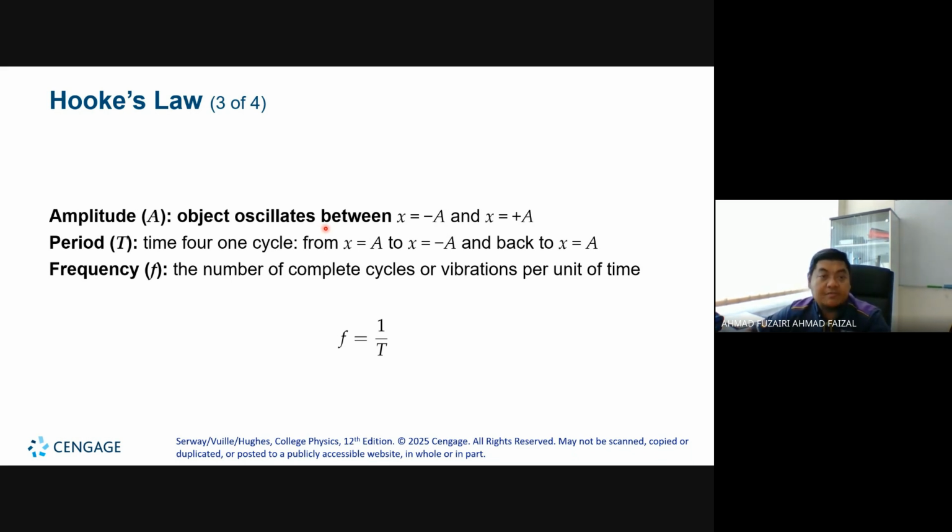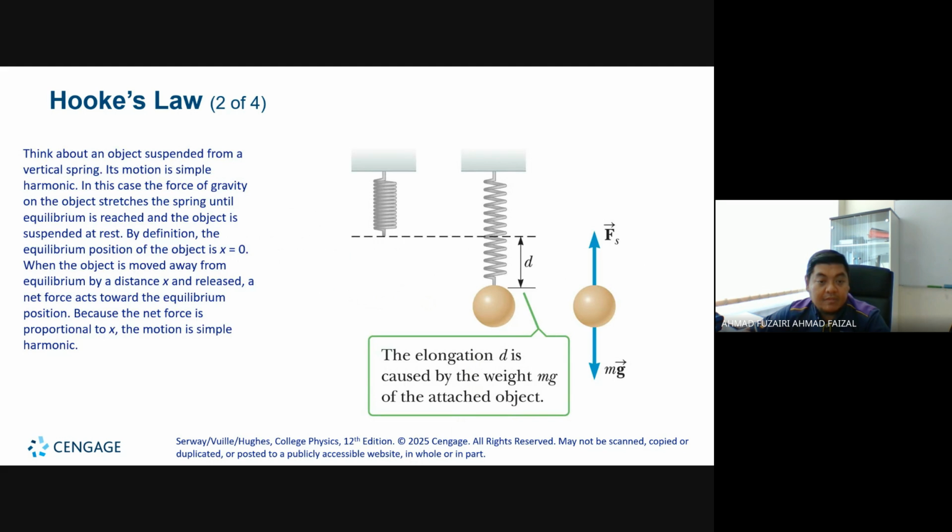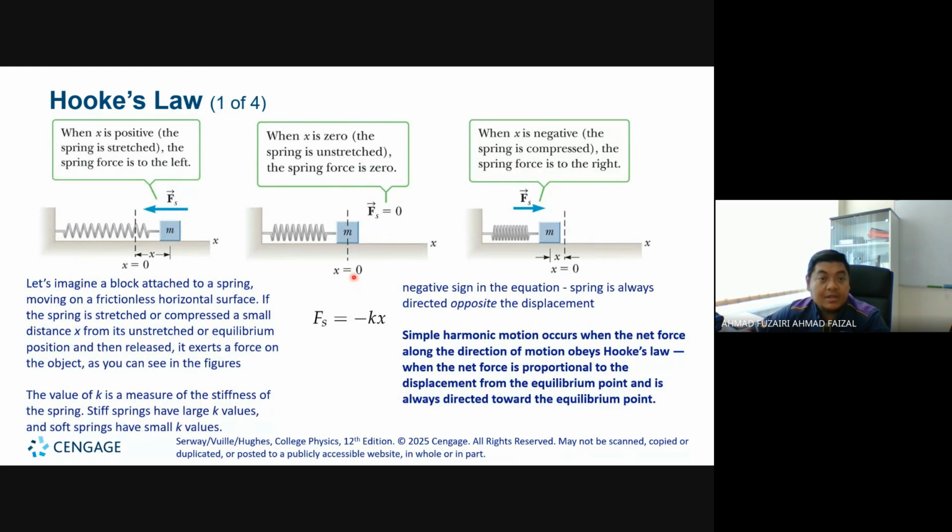In the absence of friction, that means no friction, an object in simple harmonic motion oscillates between position x equals negative A and x equals positive A. So try to imagine that. Based on here, let's say if you go to this part, right?